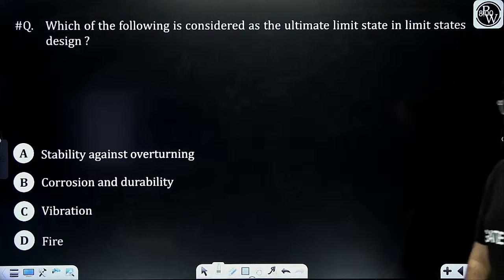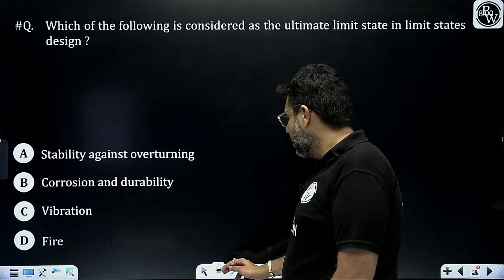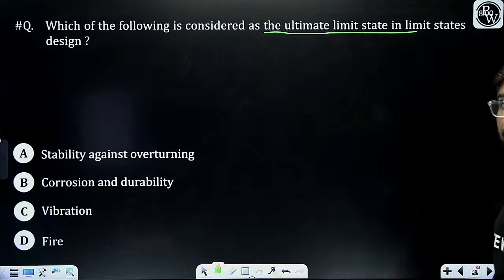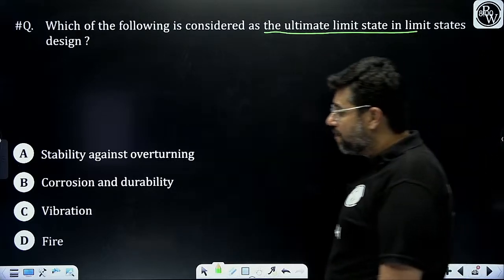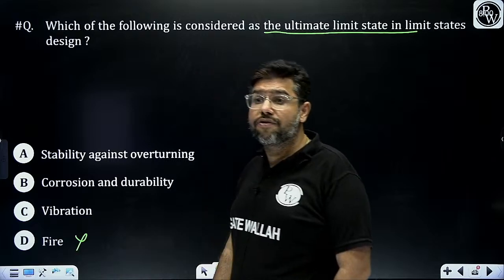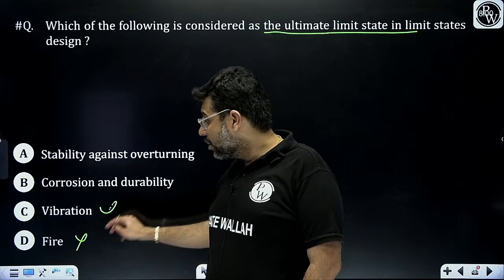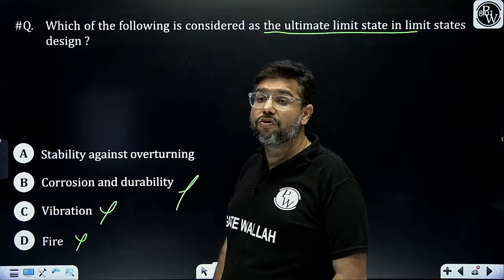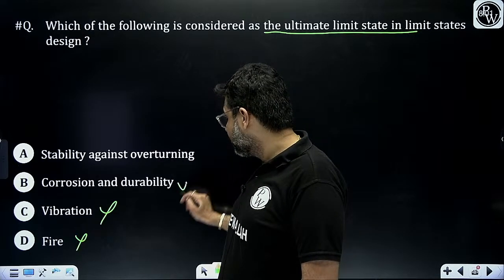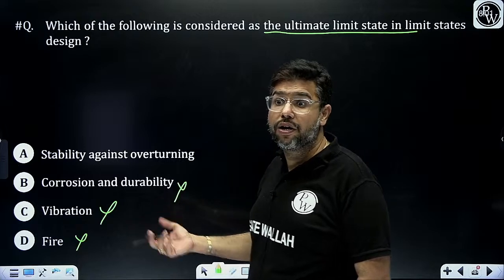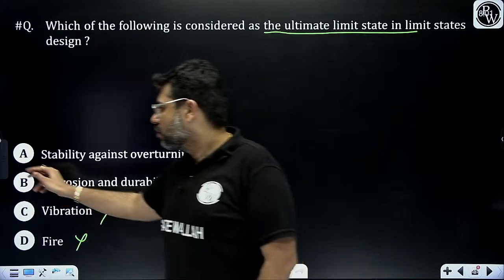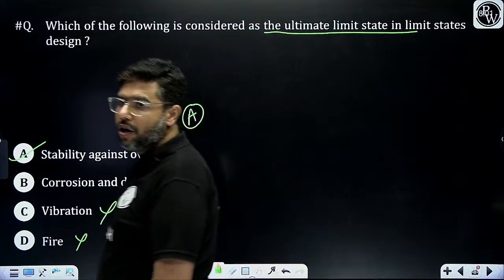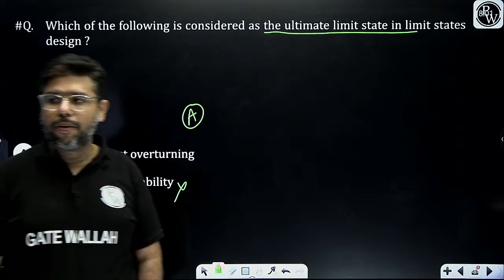So out of this, which one is the ultimate limit state? Which of the following is considered as the ultimate limit state in limit state design? See, fire is a limit state of serviceability. Vibration is also a limit state of serviceability. Corrosion and durability is also a limit state of serviceability. Stability against overturning is my ultimate limit state. So the correct answer is A: the ultimate limit state is stability against overturning.